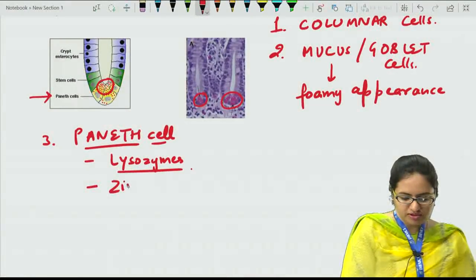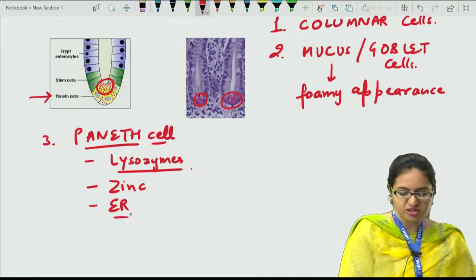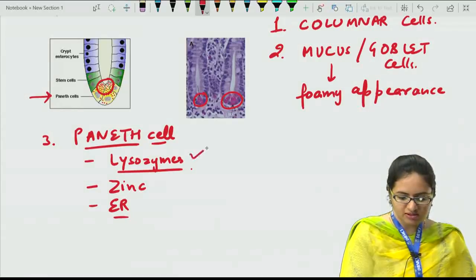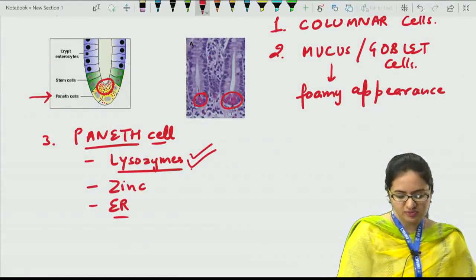Apart from this, it is also rich in zinc, as well as it also has endoplasmic reticulum. But if we look for the characteristic feature, it is the presence of the lysozymes. Though these other two features are also present.